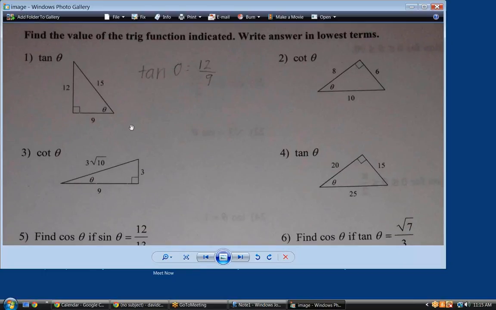Okay, so let's just go through these quick. What's the tangent of theta? Okay, you got it right there, 12/9. Is that your writing? Yeah, that's my writing. So you did one of them and we need to do the rest. Okay, what's the cotangent of theta in this triangle?